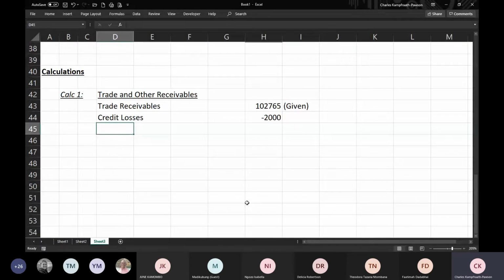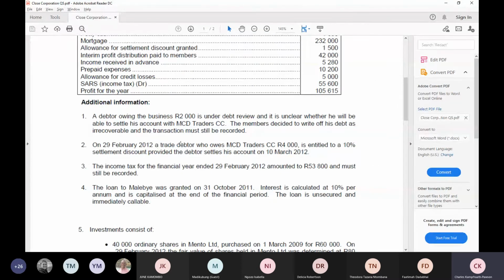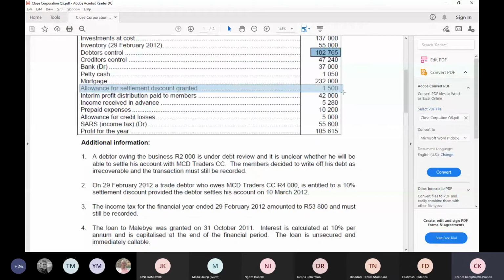Then we have on the number 2, on the 29th of February 2012, a trade debtor who owes MCD traders 4,000 Rand is entitled to a 10% settlement discount provided the debtor settles his account on the 10 March 2012. So that's one of those occasions where we need to determine whether this amount that we've calculated here as allowance for settlement discount granted, if that 1,500 is sufficient. Because if it isn't sufficient, we will have to adjust it and work with the adjusted amount.